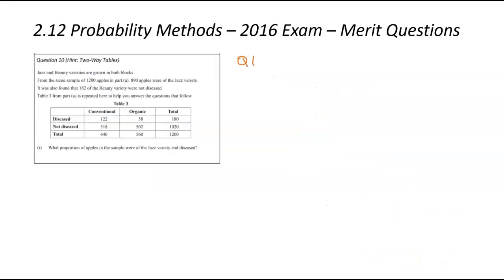We are now looking at question number 10. And again, it's a two-way table one. This time around, we've been asked about jazz apples and diseased apples. So when you think about your two-way table, we've got diseased, but the other variable, organic or conventionally grown apples, that's not relevant for our question. This is the type of question where you've been asked to come up with your own new two-way table based on the two variables you are investigating.